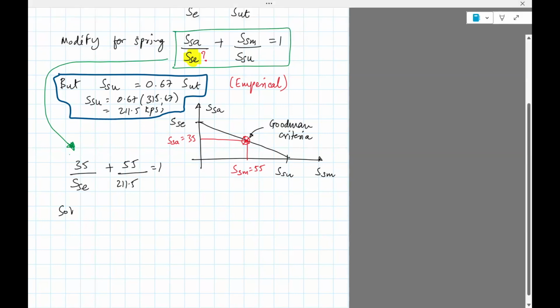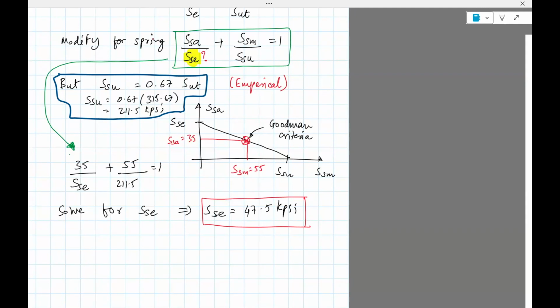Okay. Solve for SSE. We get SSE is 47.5 kpsi. Okay, so this is very useful because now with this value, we can go ahead and design a spring. We need to ensure that the SSE, this is the endurance strength, is 47.5 kpsi and below that. So that's one criteria, the Goodman criteria. Another criteria which is normally used is the Gerber criteria. And we can do the same thing for the Gerber criteria.